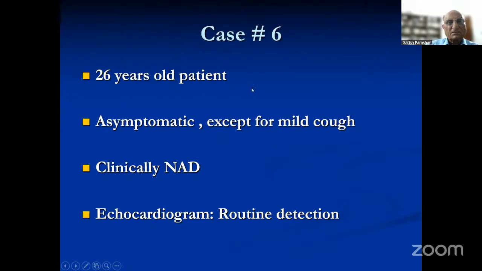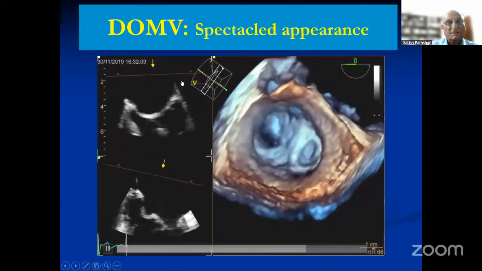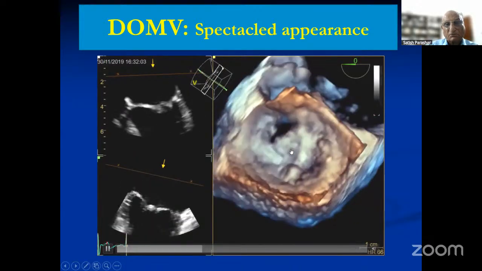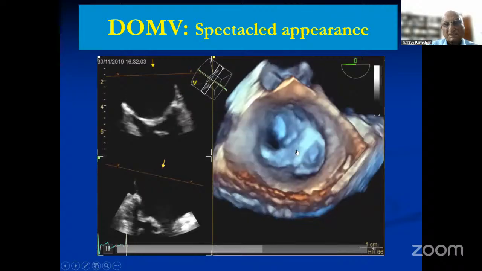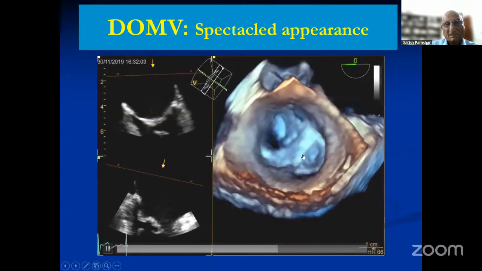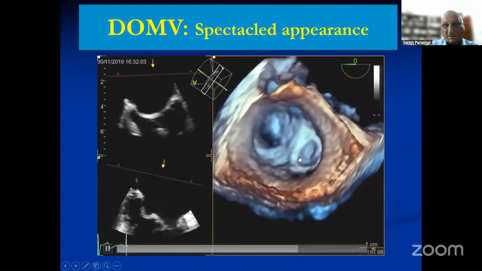A 26-year-old patient, asymptomatic except for mild cough, clinically NAD. Echocardiography was done for routine detection. And here you found a sort of double orifice mitral valve. You see there are two mitral orifices, one larger, one small, and this progressed into mitral stenosis. Because they can go to mitral stenosis, they are well known to it.